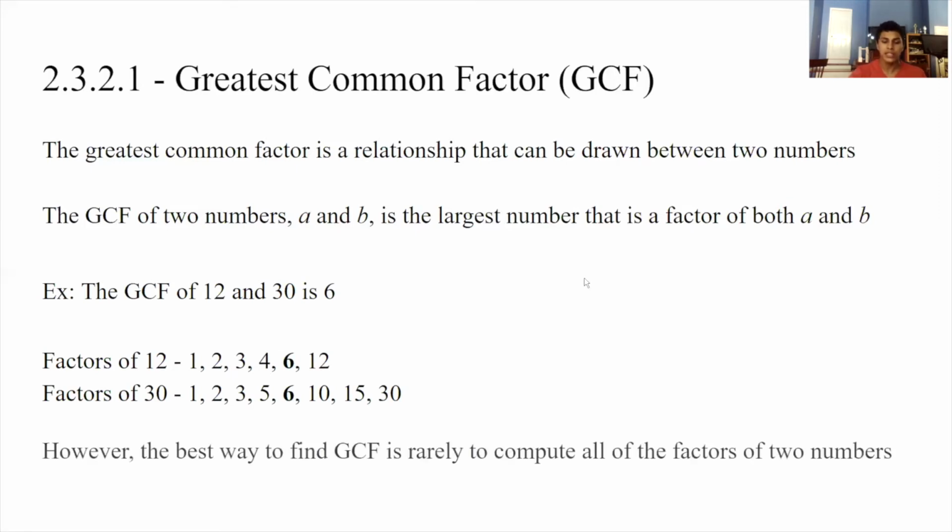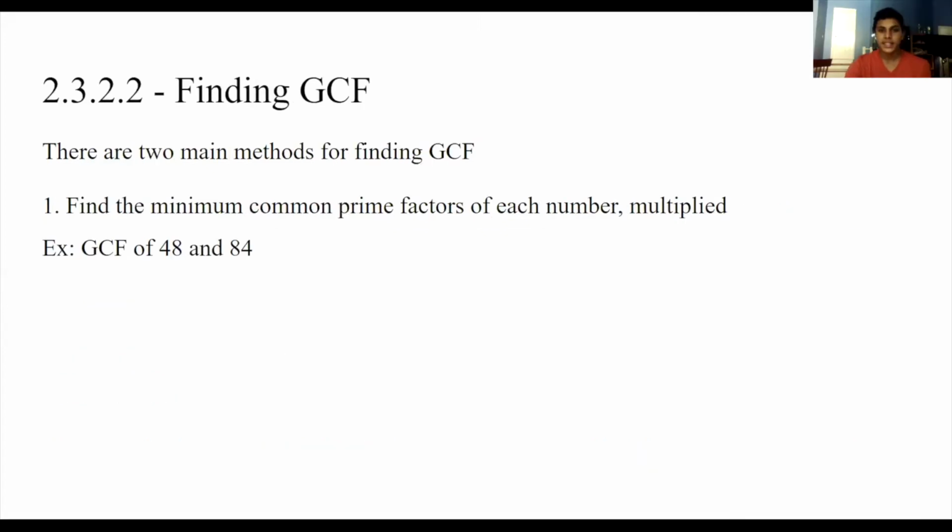However, the best way to find GCF rarely is to compute all the factors of two numbers. So now I'll be showing you two specific ways to find the GCF of two numbers. As I said, there are two main methods for finding the greatest common factor, so I'll be showing you these two methods now.